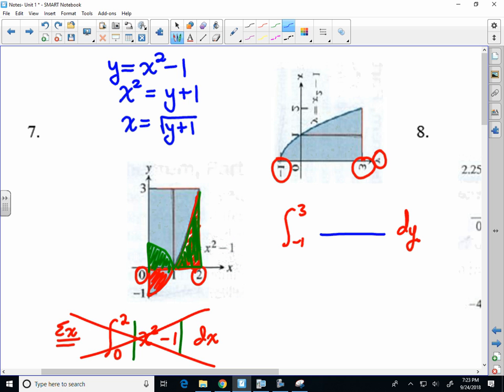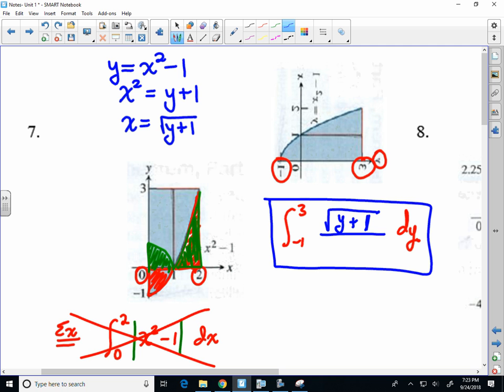Plus or minus, yeah, but there's no part of this graph that's below the x-axis, so I don't actually need the minus. So, you know, you can kind of streamline the process. But now I know what my integral, or my integrand, should be, the root of y plus 1. This integral will give me exactly what I need.